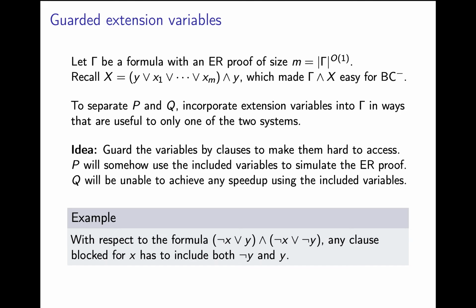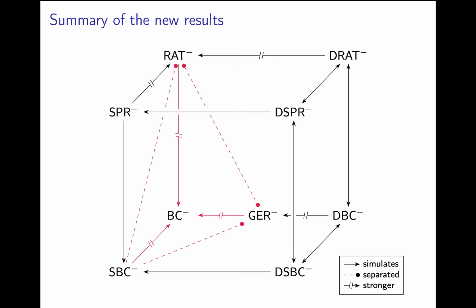Proving a separation then turns into a balancing act where we try to limit the abilities of one system while making sure not to constrain the other one too much. Let's look at a summary of the results we proved. Here you see some generalizations of BC-, and those three that are closest to it are its weakest generalizations in qualitatively different ways. The black arrows are relationships that are already known. The red ones are new in this work.